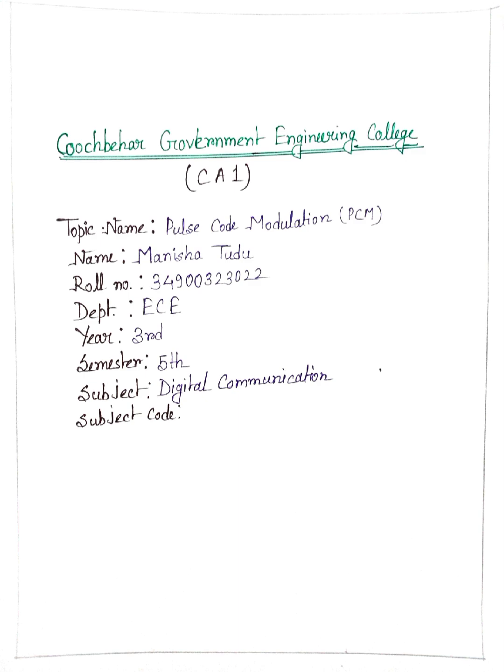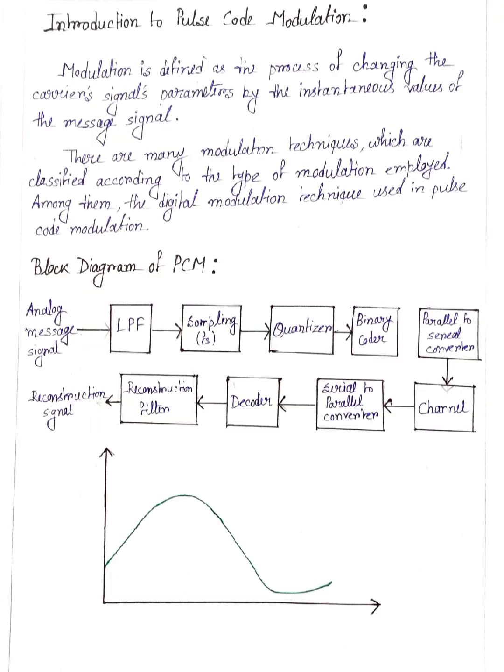Today I will be explaining pulse code modulation, or PCM, which is one of the most widely used methods in digital communication. Modulation is defined as the process of changing the carrier signal's parameters by the instantaneous values of the message signal. There are many modulation techniques, which are classified according to the type of modulation employed. Among them, PCM is the digital modulation technique.